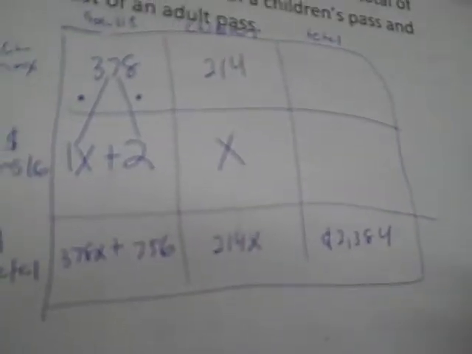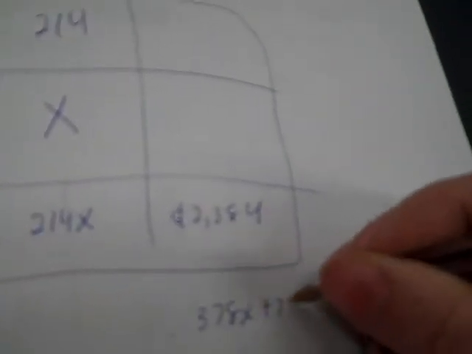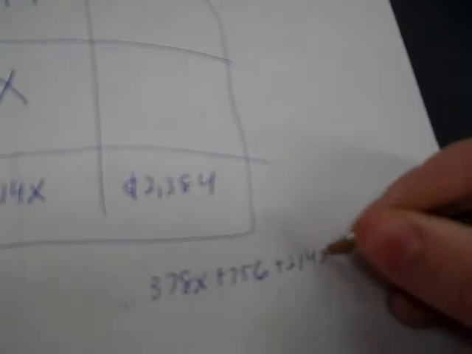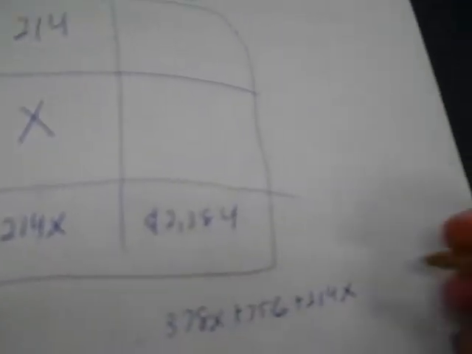Now you can write an equation from the bottom since you only have those 2. So 378x plus 756 plus 214x. And then before we write the total, we need to put equals.